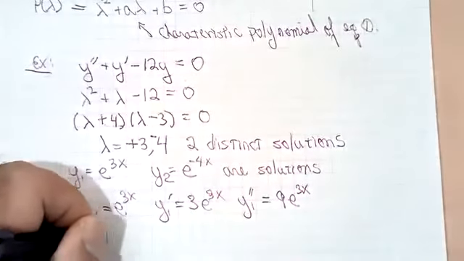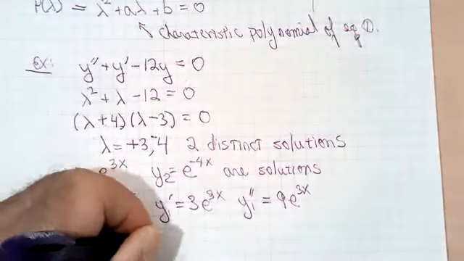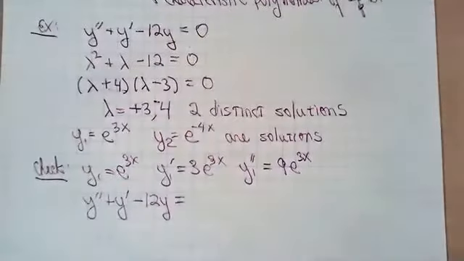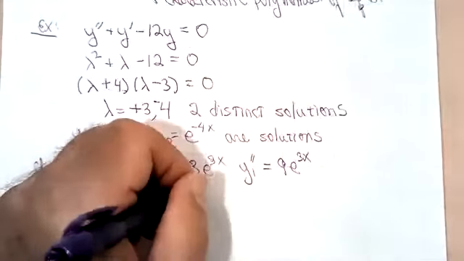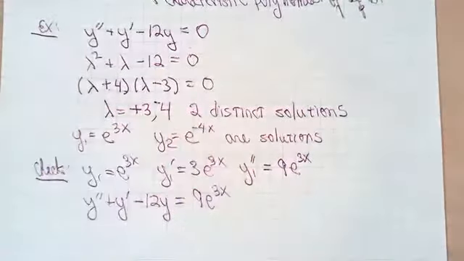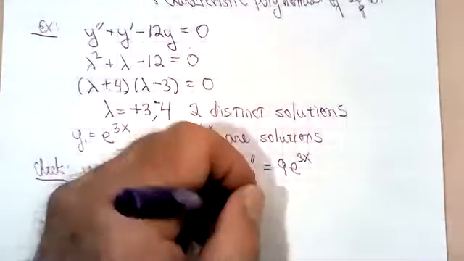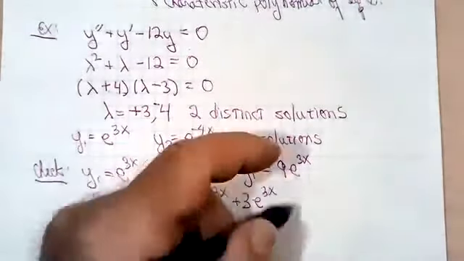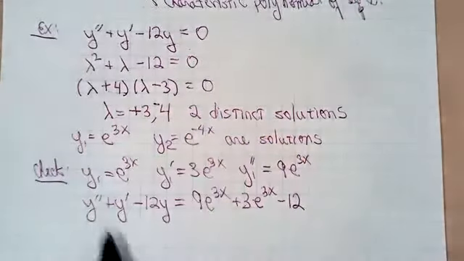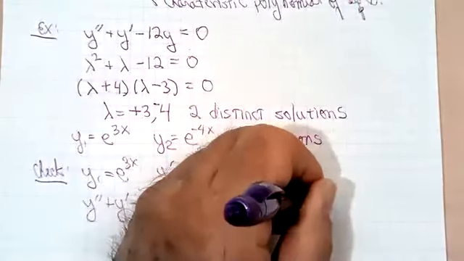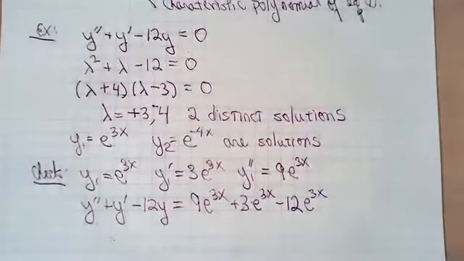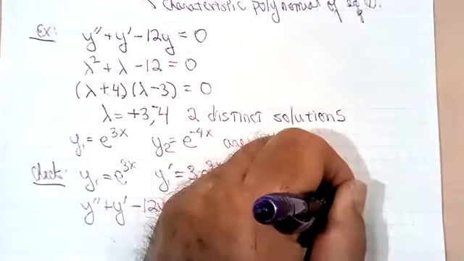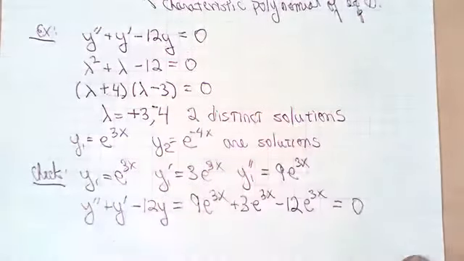So y double prime plus y prime minus 12y equals, well, y double prime is 9e to the 3x, plus y prime is plus 3e to the 3x, minus 12 times y, which is e to the 3x. And you can factor the e to the 3x off from all three terms, and the coefficient is 9 plus 3 minus 12. I got this one, Jorge. 0.